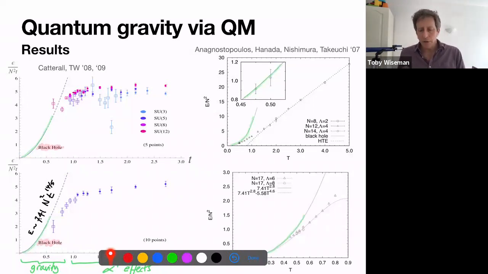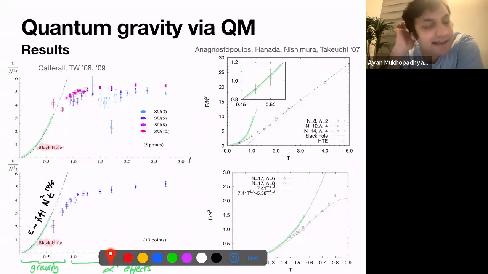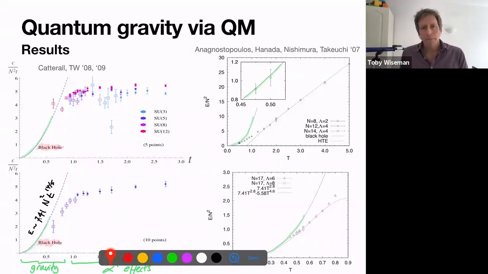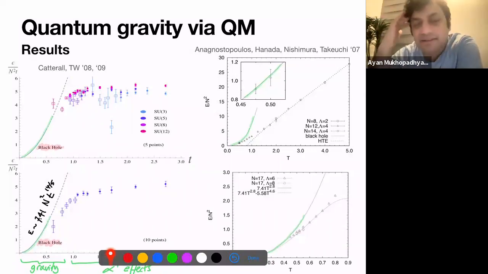Okay. So in these simulations, you're in Euclidean time, right? I mean, how do you know that you are counting metastable configurations only?